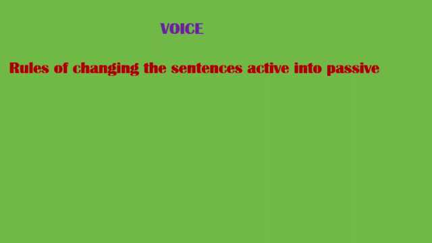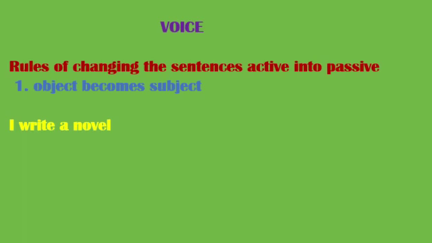Rules of changing sentences from active into passive. The first rule is object becomes subject. Just before changing the sentence from active into passive, the first rule is object becomes subject. Let us take an example.